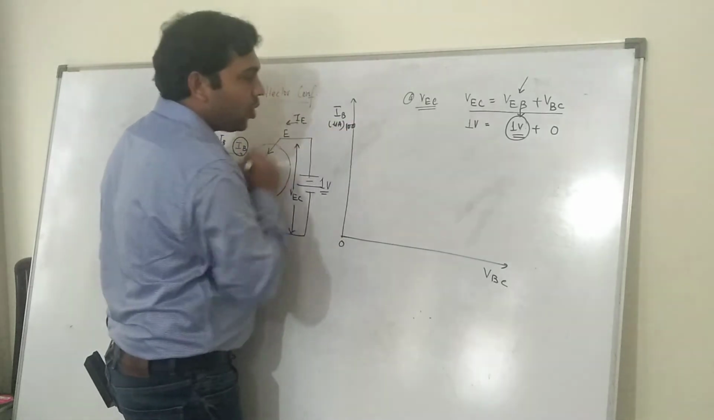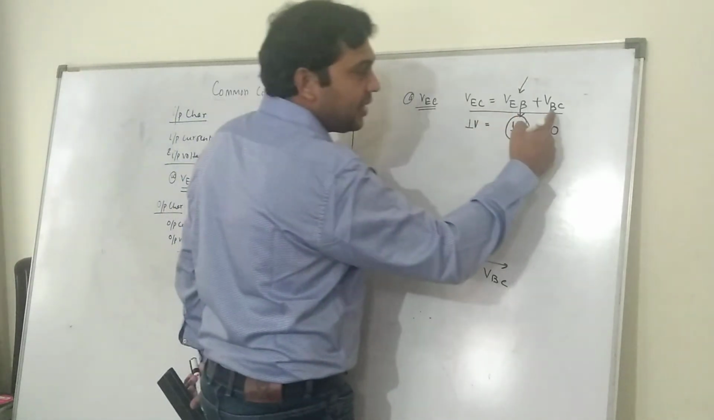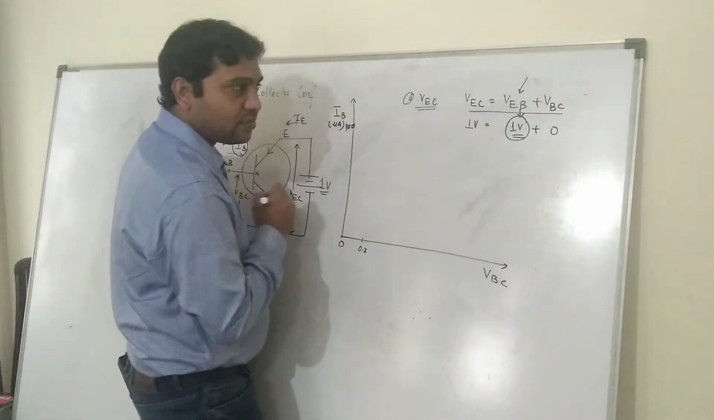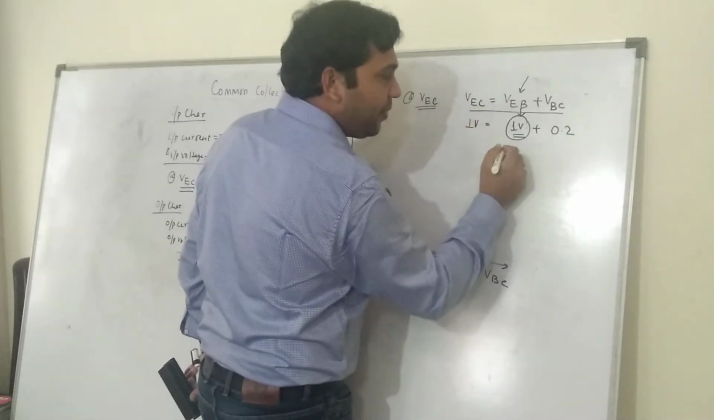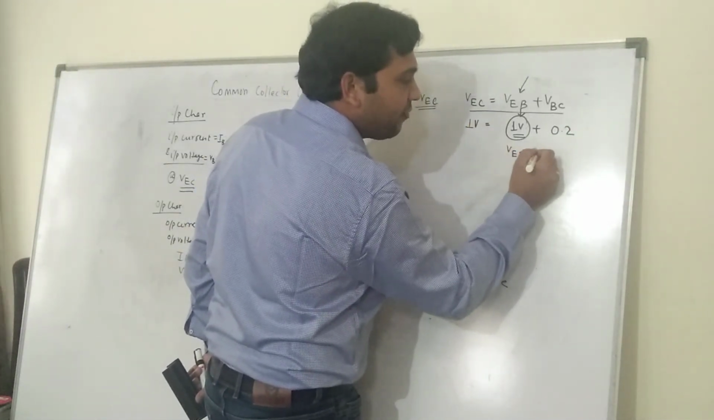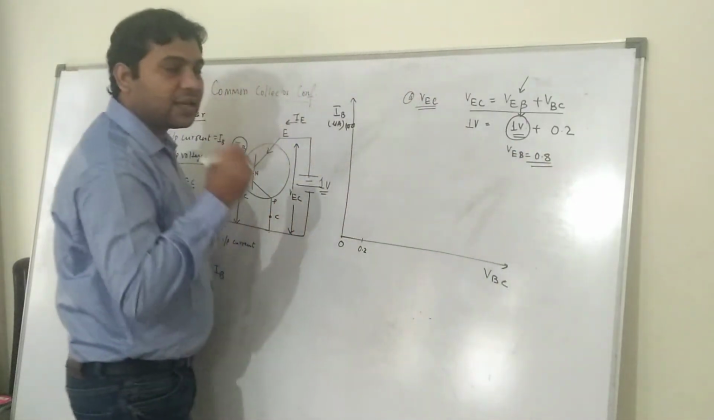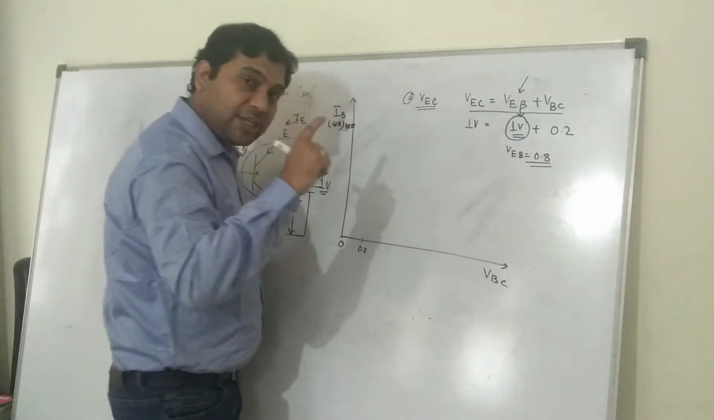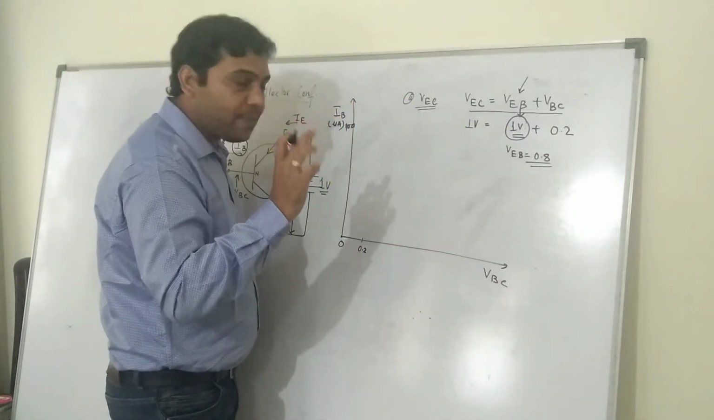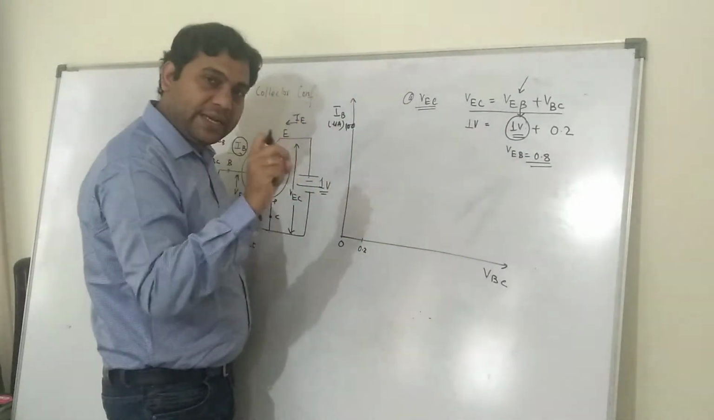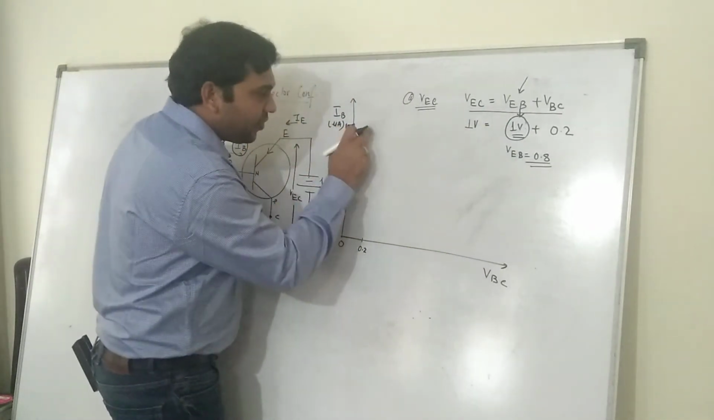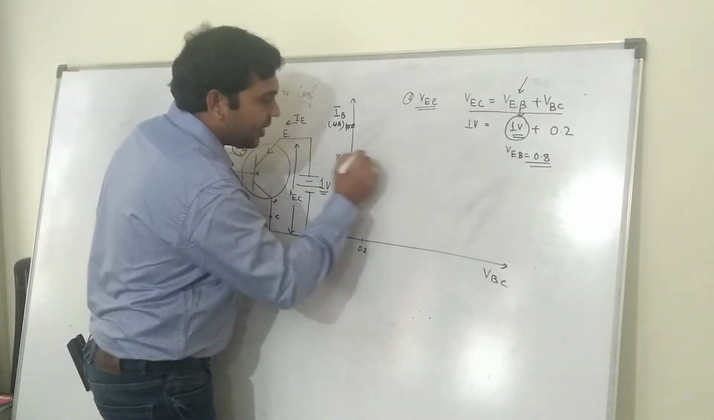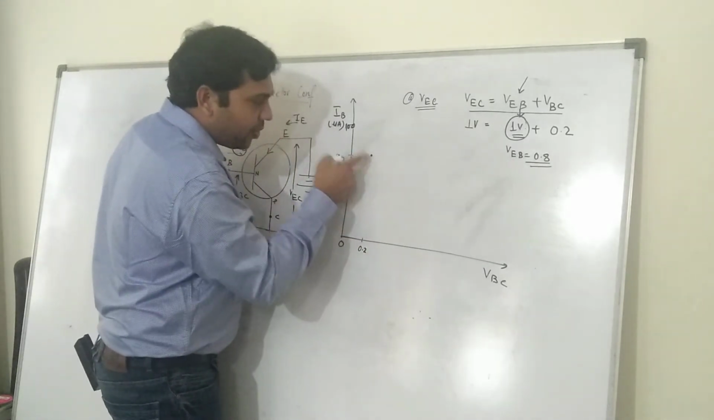Okay. What will happen when you are increasing VBC? Let's say VBC is 0.2 now. If it is 0.2, what will be VEB? VEB will be reducing, it will be 0.8. What does it mean? The current IB will reduce, because earlier the emitter to base was 1 volt, heavy forward bias. Now emitter to base is 0.8 volt, less forward bias, so the current will reduce from 100 to, let's say, 80. So at 0.2, the current will be 80.